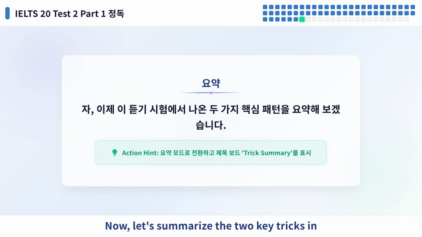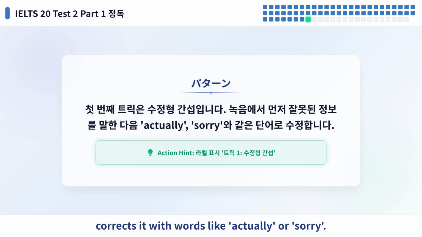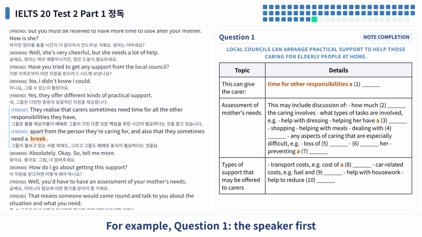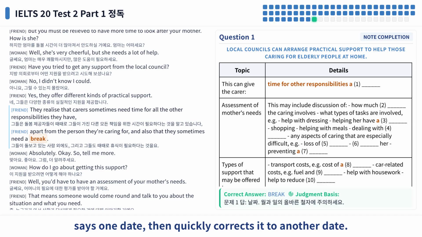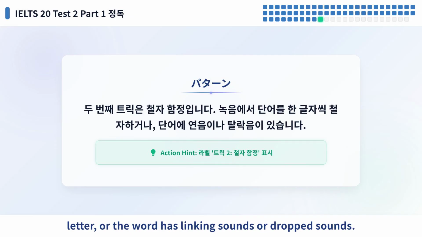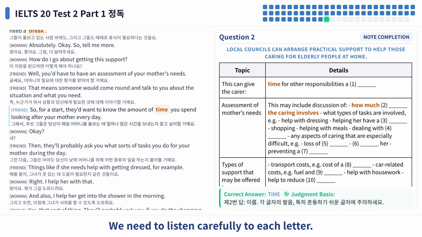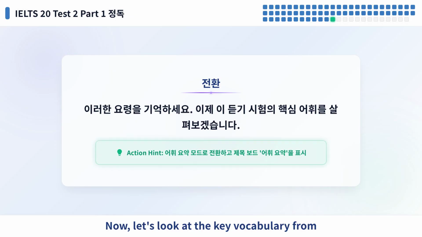Now, let's summarize the 2 key tricks in this listening test. The first trick is correction trap. The speaker first gives wrong info, then corrects it with words like actually or sorry. For example, question 1, the speaker first says one date, then quickly corrects it to another date. The second trick is spelling trap. The speaker spells out a word letter by letter, or the word has linking sounds or dropped sounds. For example, question 2, the speaker spells out a name letter by letter. We need to listen carefully to each letter. Remember these tricks. Now, let's look at the key vocabulary from this listening test.